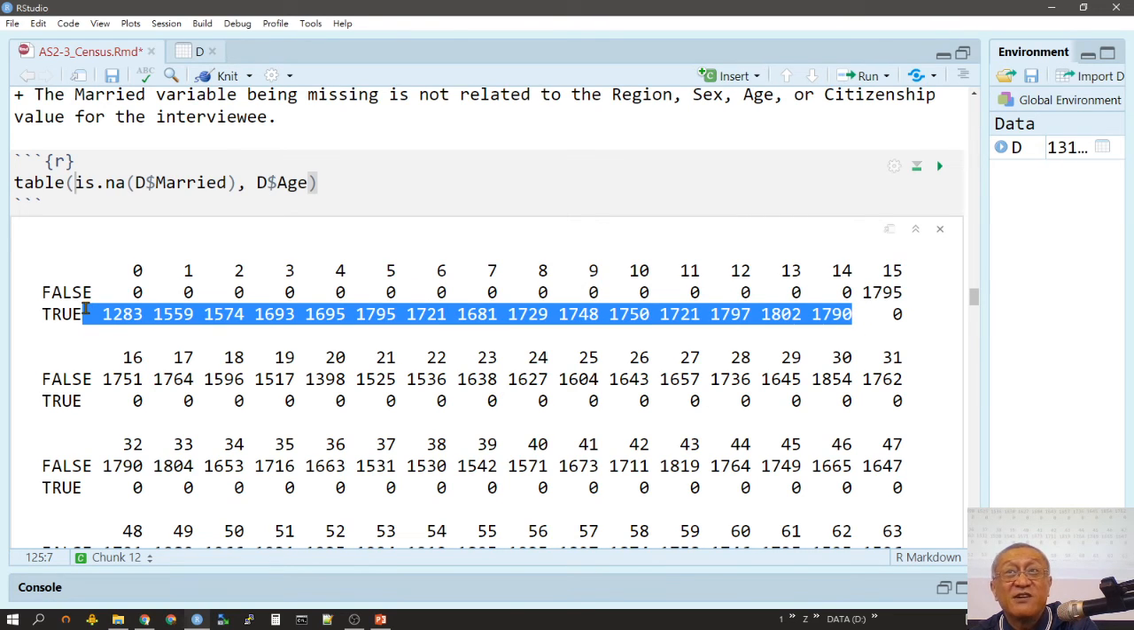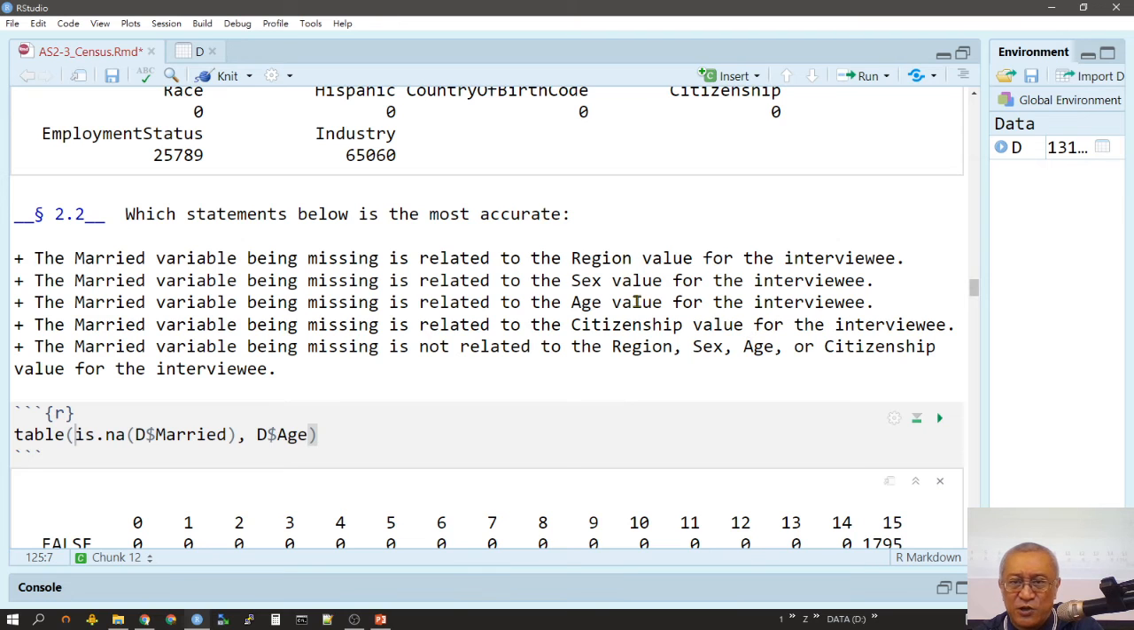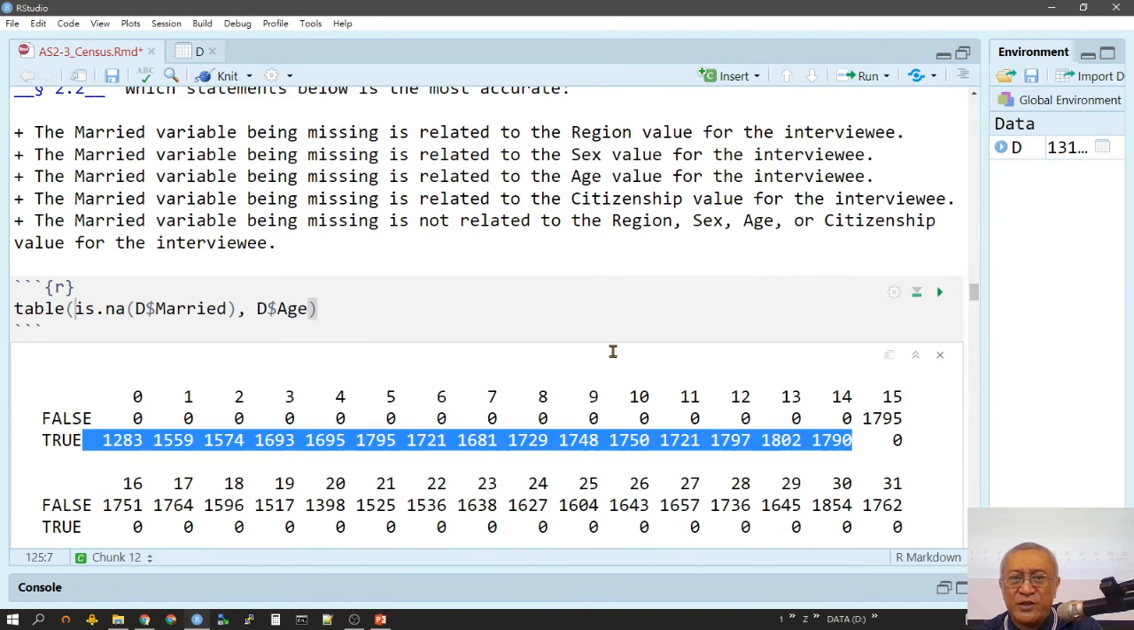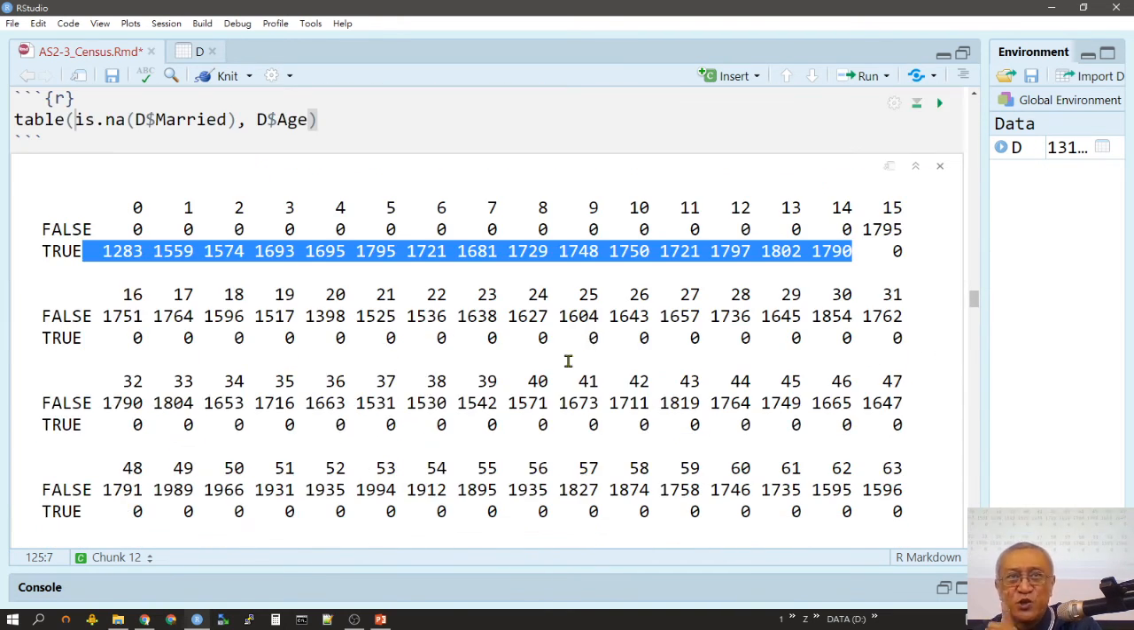As you can see, this type of NA is not random. This is what we call systematic NA. So we are looking for a systematic NA across this variable, and we find one. There's only one.